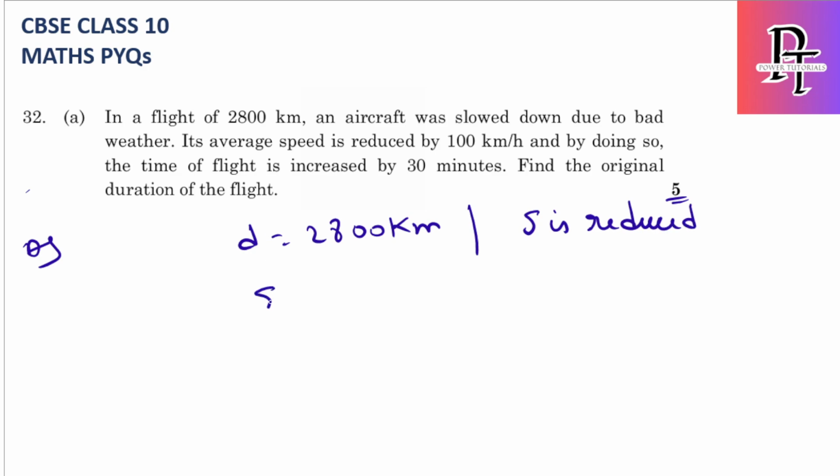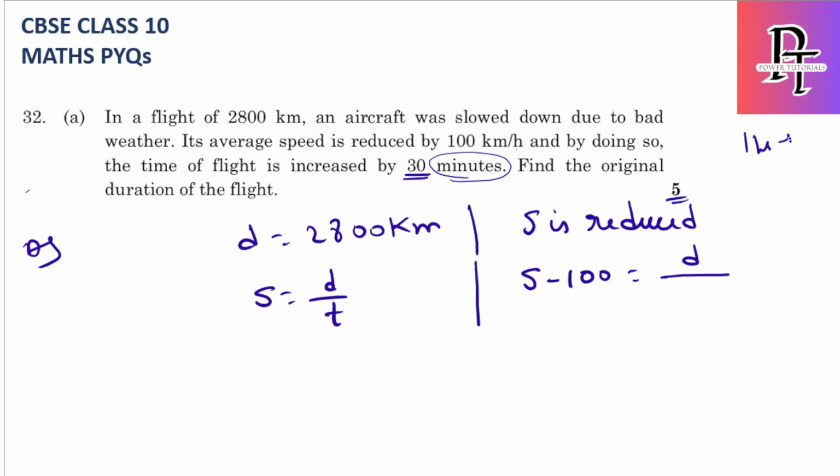Original case, speed s is equal to distance by time. But in the second case, the speed is reduced by 100, so now the speed is s minus 100. Distance will be the same, it will not change, but the time will increase by 30 minutes. You have to notice one more point: the unit here is minutes, but the other units are kilometers and kilometers per hour. So let's convert minutes into hours. 1 hour is 60 minutes, so 30 minutes will be 1 by 2 hour. The time is increased by 30 minutes, so it is t plus 30 minutes, but converting into hours, it is t plus 1 by 2.